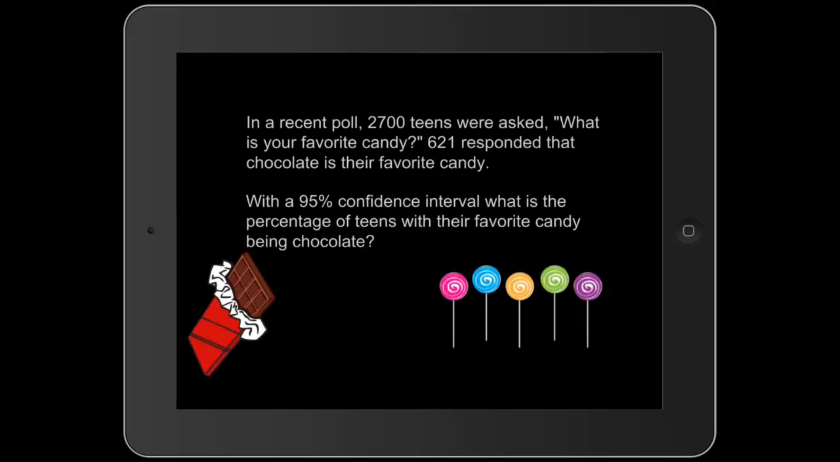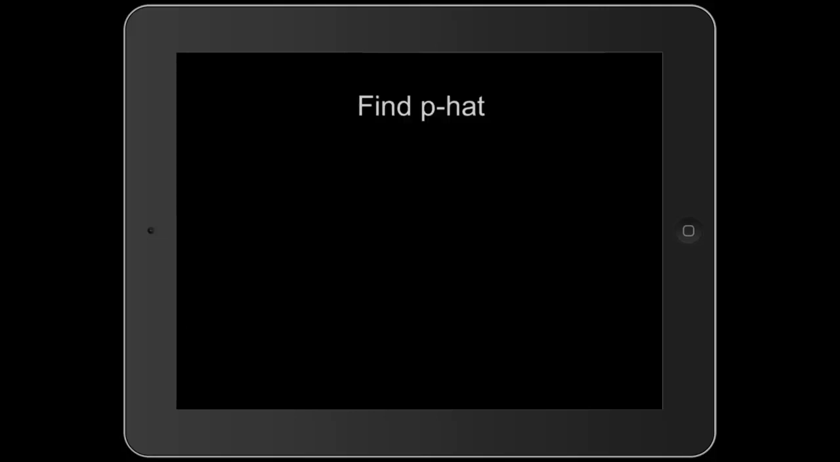In a recent poll, 2,700 teens were asked, what is your favorite candy? 621 responded that chocolate is their favorite candy. With the 95% confidence interval, what is the percentage of teens with their favorite candy being chocolate?